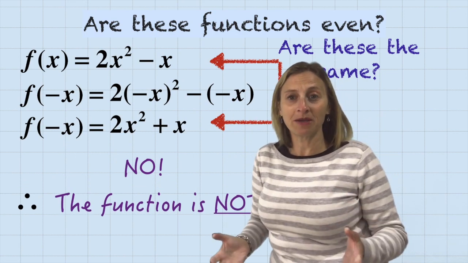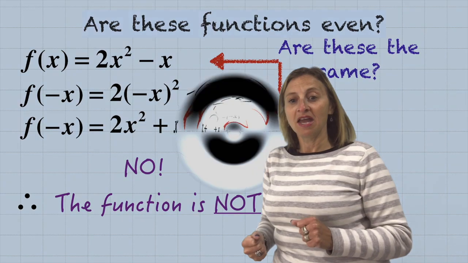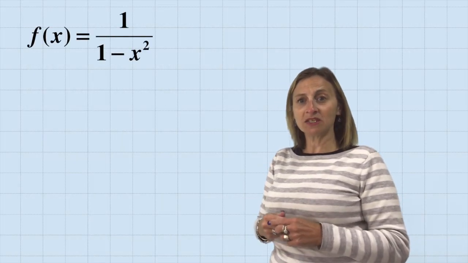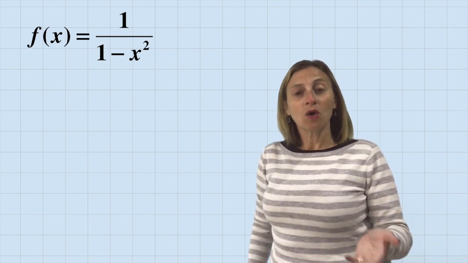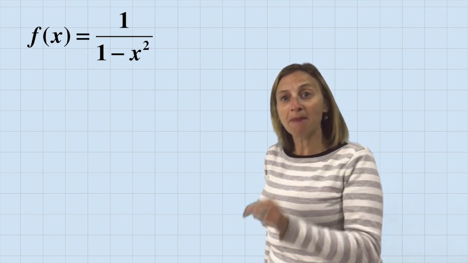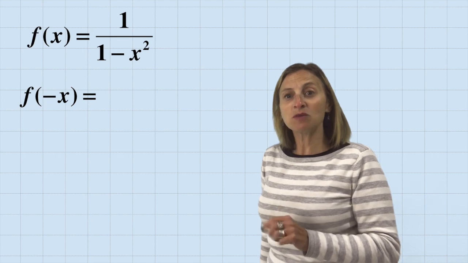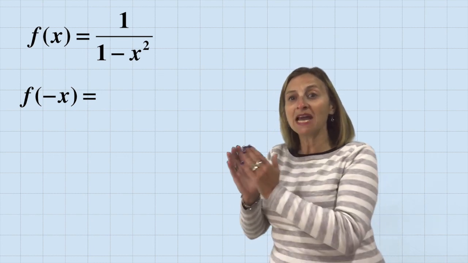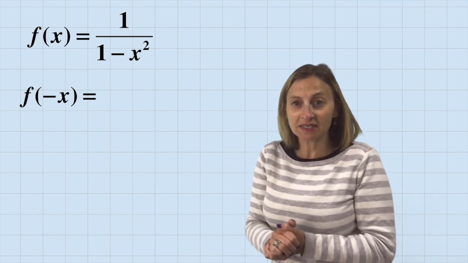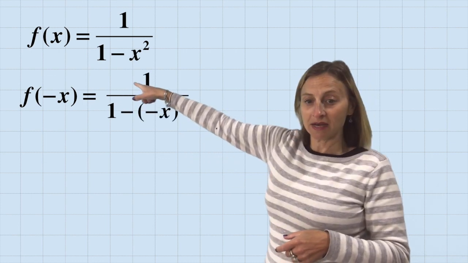Let's have a look at another one. Let's say we have f of x equals 1 all over 1 minus x squared. What do we do first? We find f of minus x. And what does that mean? It means wherever there's an x, I'm going to replace it in brackets with minus x. And that's what I've done in my next line.